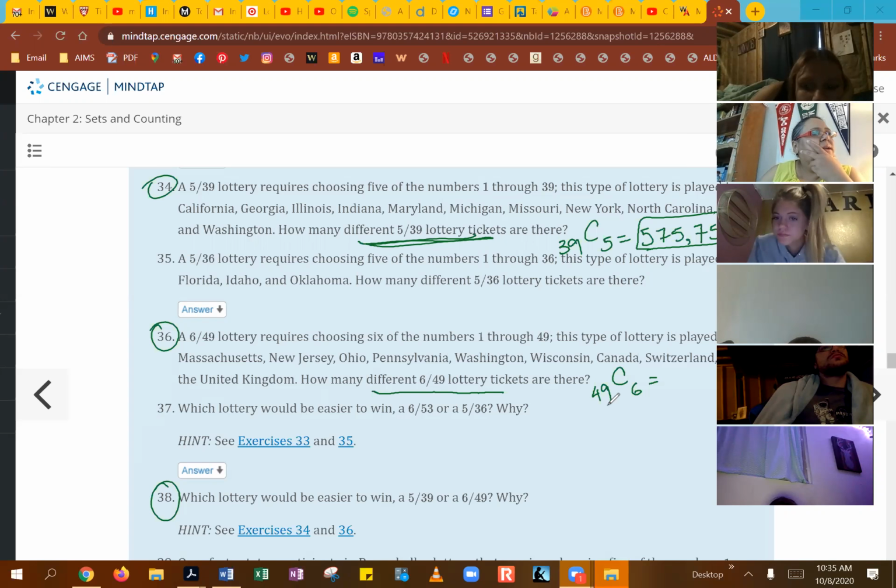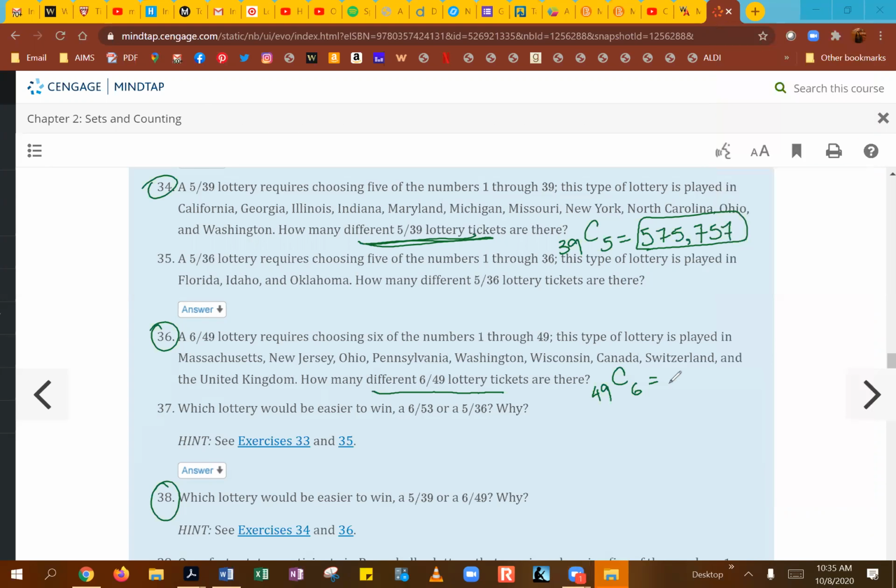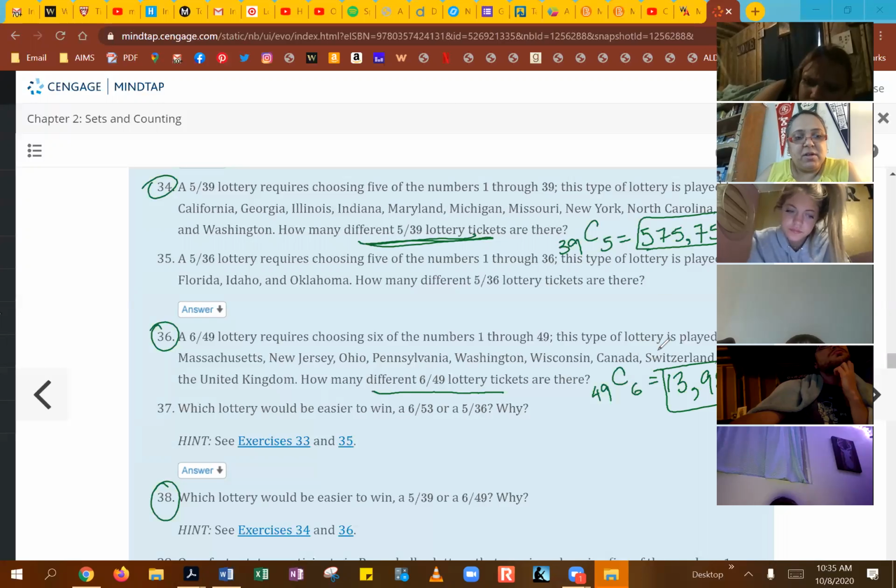Ethan, that second answer does not look right. Either you're missing some digits in there. Isabel, you had 13,983,816. Okay, very nice. So now that we know what each of these amounts are, how many tickets each one of these games generates, which lottery will be easier to win?